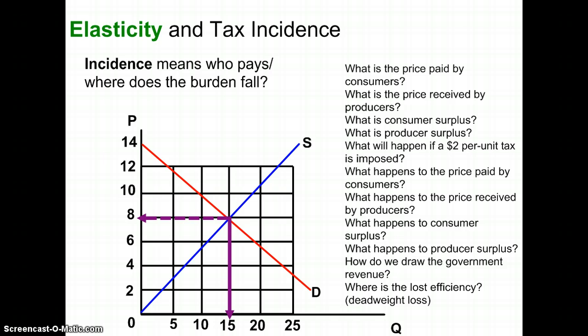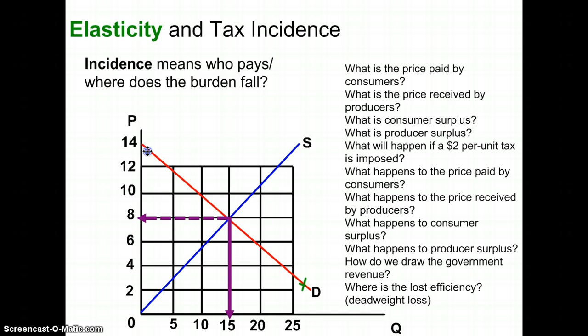range from up here, a fairly elastic range, down to here, a fairly inelastic range. At the intersection of supply and demand, we can't tell for sure. What we know, we're probably somewhere close to the range of unit elasticity. So the first question is, what is the price being paid by consumers currently? And we can look at this graph and identify that the equilibrium price is currently $8.